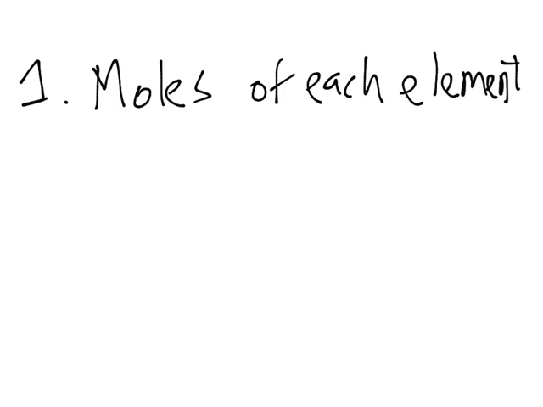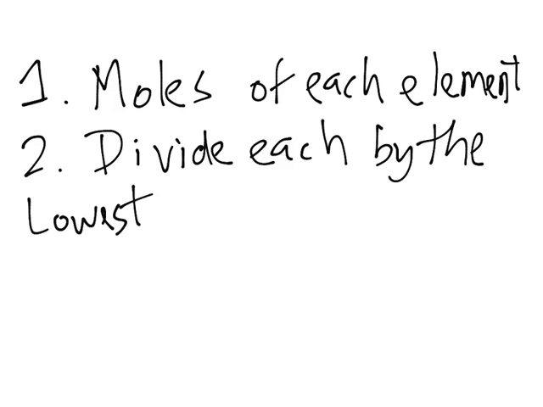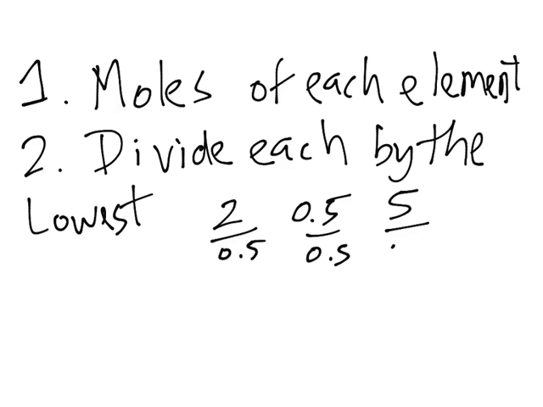After you find the moles of each of the elements, you will want to divide each of them by the lowest one. By the lowest, I mean the moles. If you got 2 moles for an element, 0.5 for another one, and 5 for another one, you will divide this by 0.5, this by 0.5, and this by 0.5. So you will use the lowest.